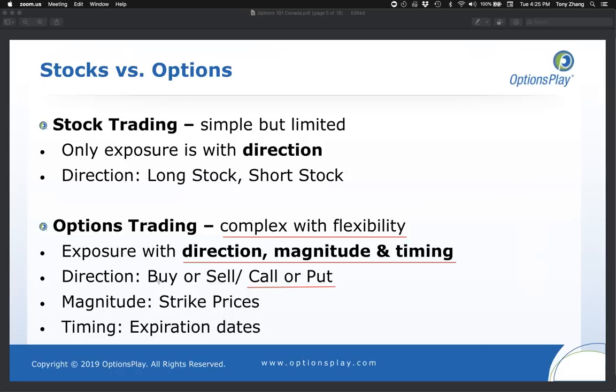So you can choose your direction by buying or selling either a call or a put. You can choose the magnitude as far as whether you think a stock's going to move 1% or 10% by choosing different strike prices. And lastly, based on timing, you can choose different expiration dates. So as you can see right off the bat, you have 1, 2, 3, 4 things to consider as opposed to only 1 and 2 things that you need to consider when you're buying that stock.